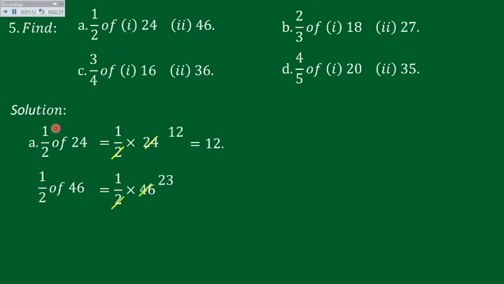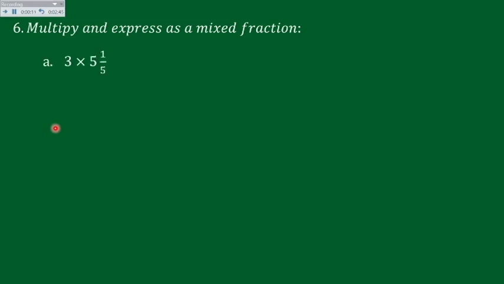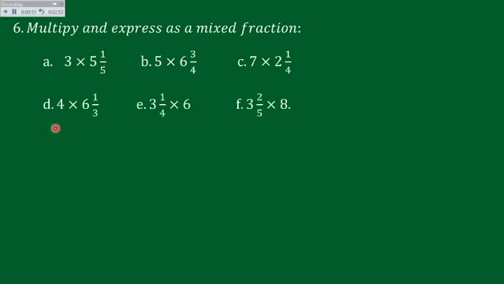Next question. Sixth. Multiply and express as a mixed fraction. First you will multiply in this question, then afterward you express the following as a mixed fraction. So here the questions are 3 multiply 5 whole 1 by 5, 5 multiply 6 whole 3 by 4, 7 multiply 2 whole 1 by 4, 4 multiply 6 whole 1 by 3, 3 whole 1 by 4 multiply by 6, and F is 3 whole 2 upon 5 multiply by 8.